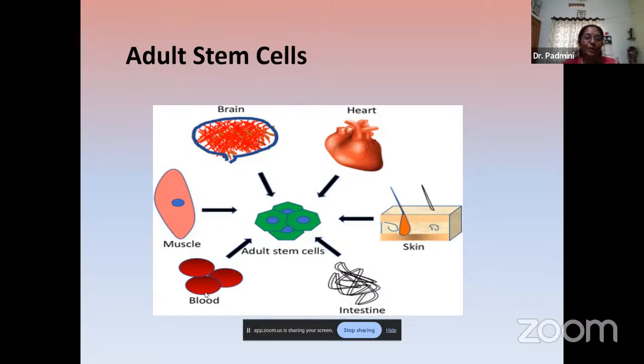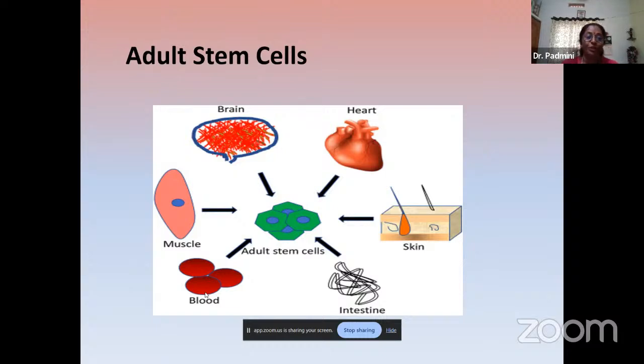Now, coming to the next one, we are going to talk about adult stem cells. In adult stem cells, remember, we are going to talk about two types, that is induced pluripotent stem cells and, of course, the somatic cells. Your adult stem cells are very few in number. You will have to isolate them very carefully by adding some stains, because you don't have as many stem cells in adults when compared to embryonic stem cells.